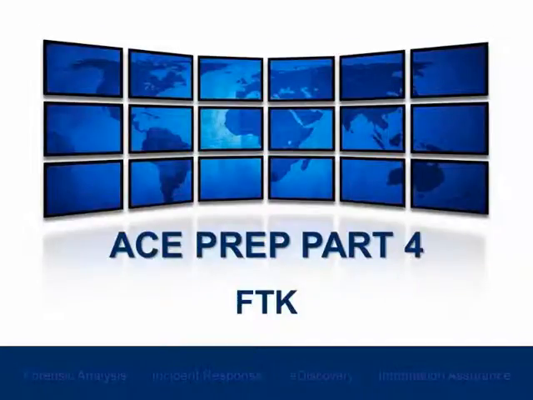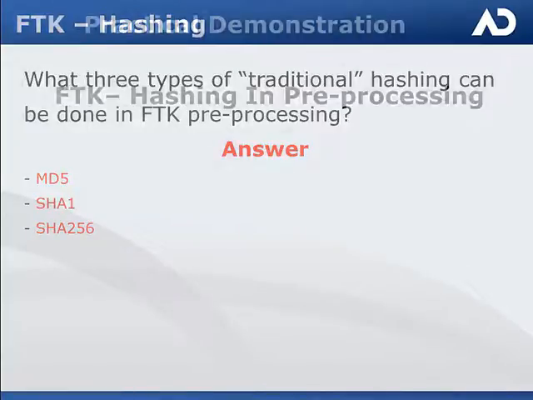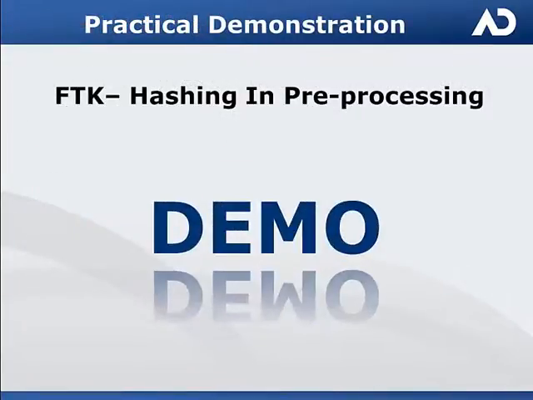ACE Prep Part 4, FTK. What three types of traditional hashing can be done in FTK pre-processing? And the answer is MD5 hashing, SHA-1, and SHA-256. Let's have a look in the tool.